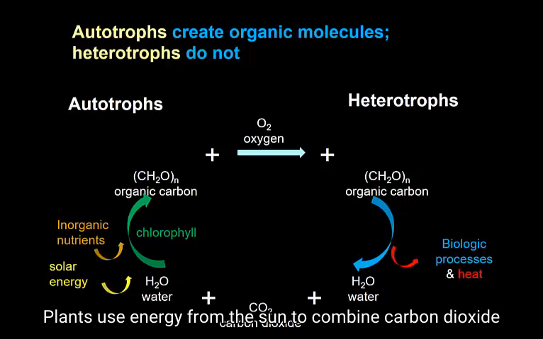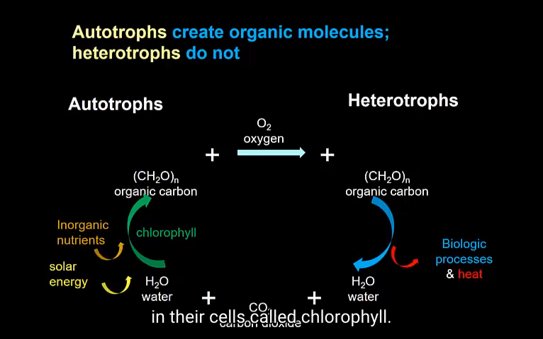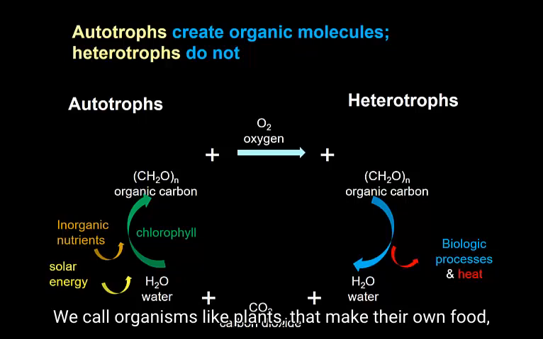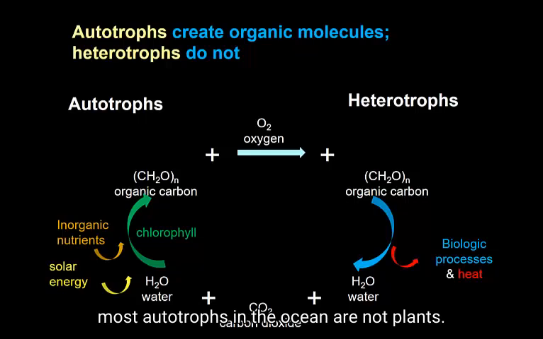Plants use energy from the sun to combine carbon dioxide and water to make a sugar molecule, organic carbon. They can do this because they have a pigment in their cells called chlorophyll. They also need certain elements that we call inorganic nutrients. We'll talk about them in a later lesson. We call organisms like plants that make their own food autotrophs, meaning self-feeding. But as we previously discussed, most autotrophs in the ocean are not plants.